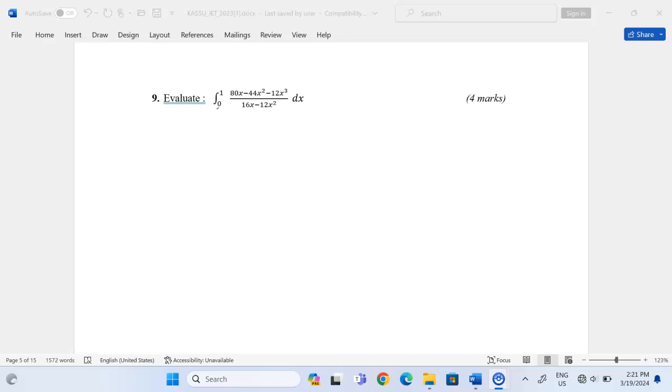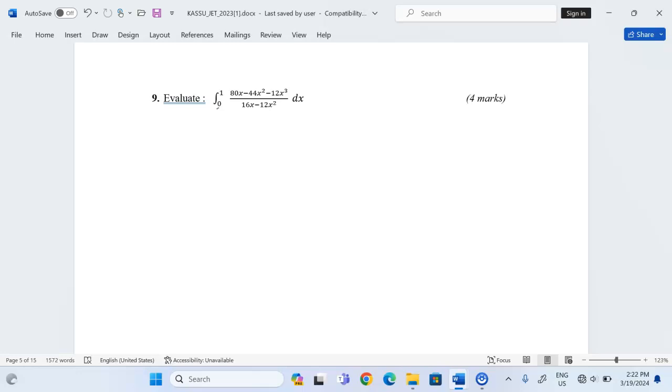We're going to discuss integration. Number 9, evaluate the integral from 0 to 1 of (80x − 44x² − 12x³) divided by (16x − 12x²) with respect to x.